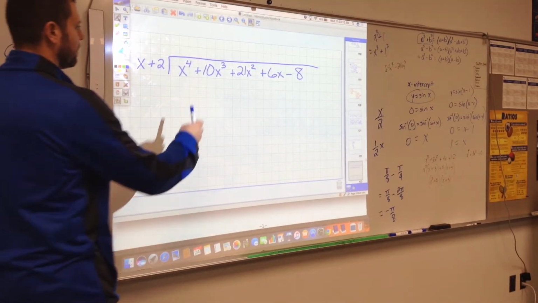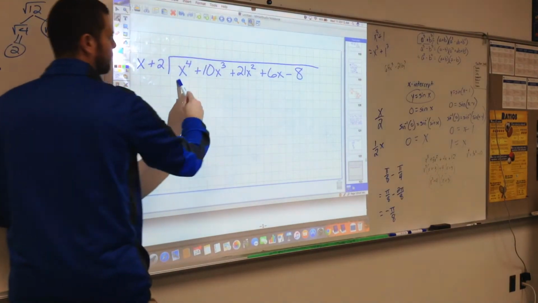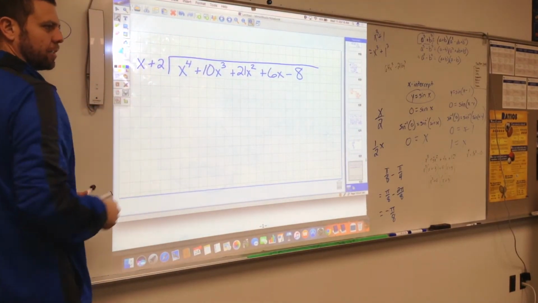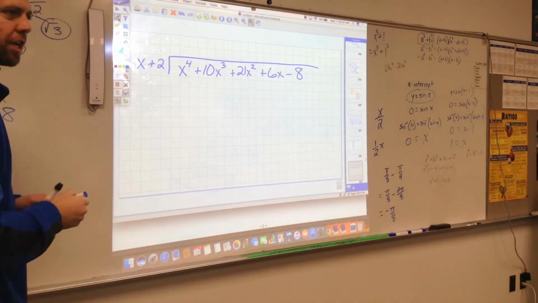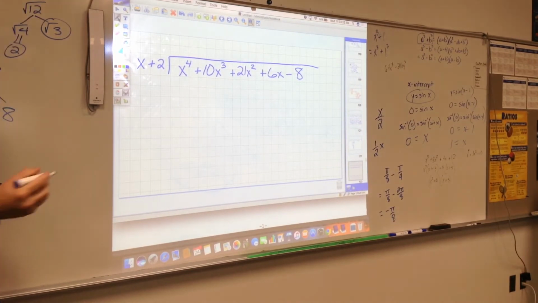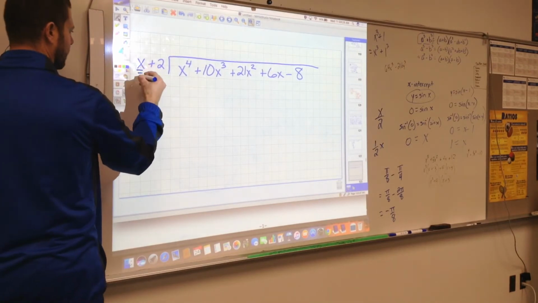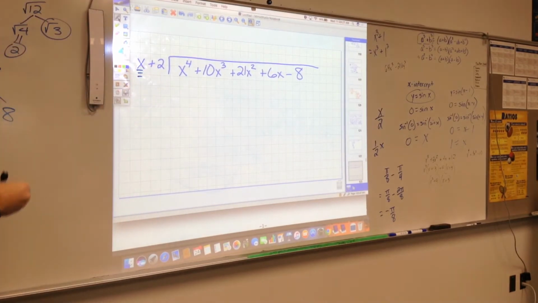So I'm actually going to take that polynomial that we had and divide it by x plus 2. Okay? And I'm going to do it using long division here to start. Here's how you do long division with polynomials. Okay, you'll be able to follow it. It's a lot of work, but you'll be able to follow it.